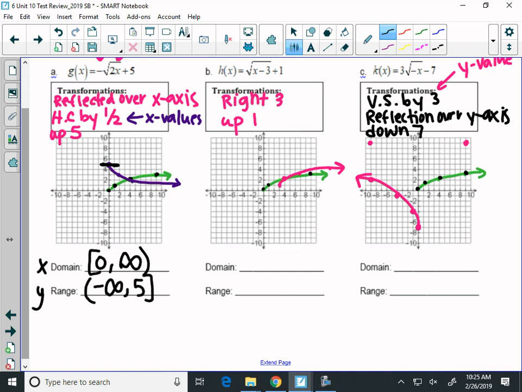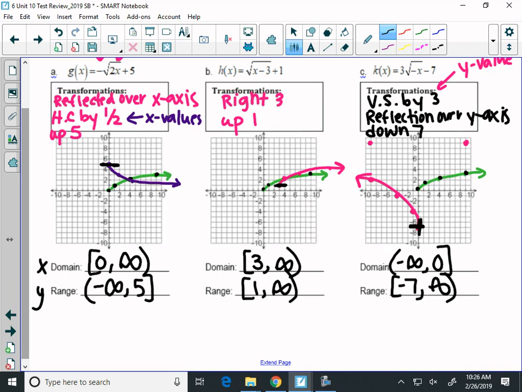In B here, my domain, the farthest to the left x value this time is at 3, and it goes until infinity. Now for my y's, the lowest y happens at 1, and then my arrow goes up to infinity. All right, domain in the last one. I have an arrow on the left this time, which means my graph comes from negative infinity and stops here at 0. Now the lowest y I have is at negative 7, and the arrow goes up forever towards infinity.